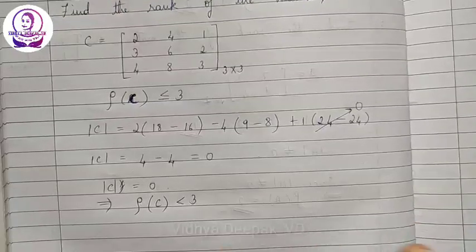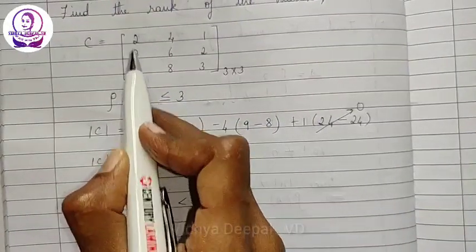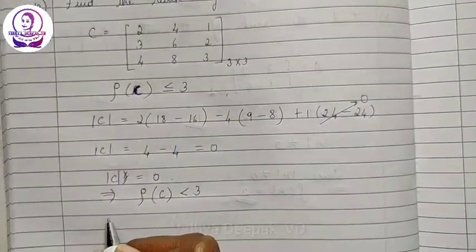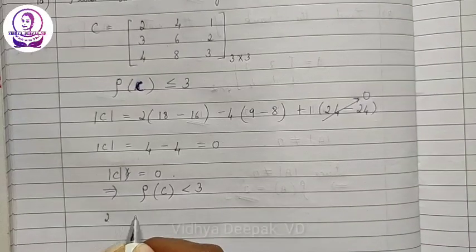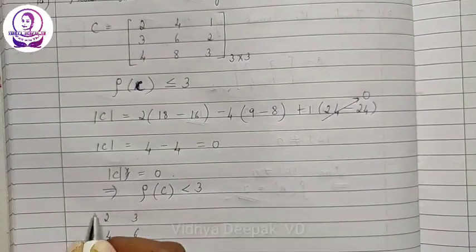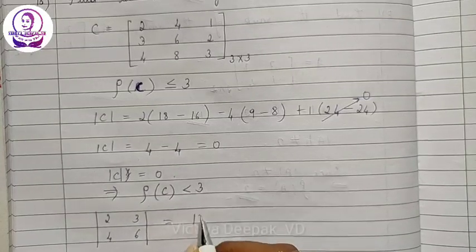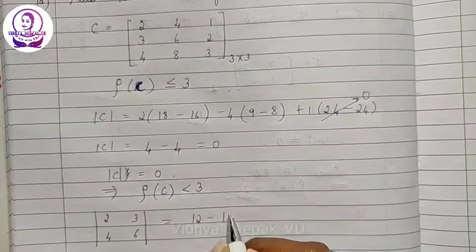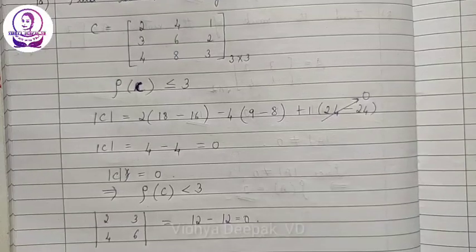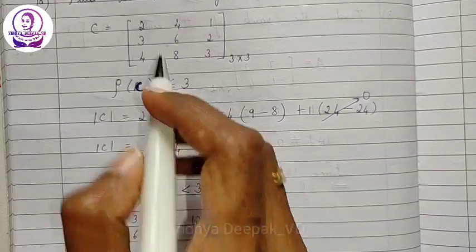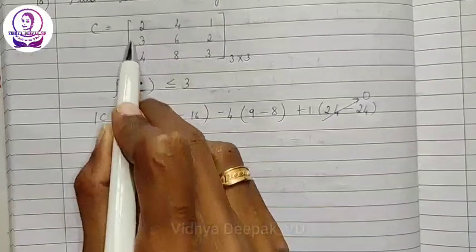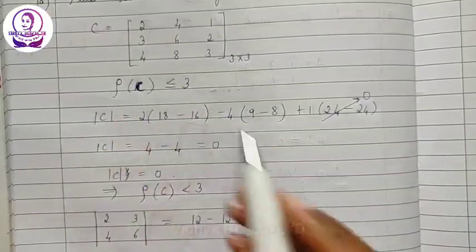Okay, so let's take this first minor. So we'll take [2, 3; 4, 6]. So we have [2, 3; 4, 6]. The determinant of this is what? 6 2s are 12 minus 3 4s are 12, which is equal to 0. So we'll take the next minor, that is [3, 4; 6, 8].